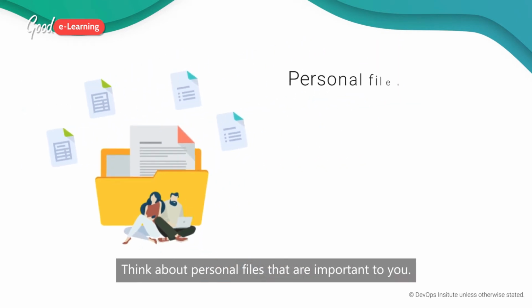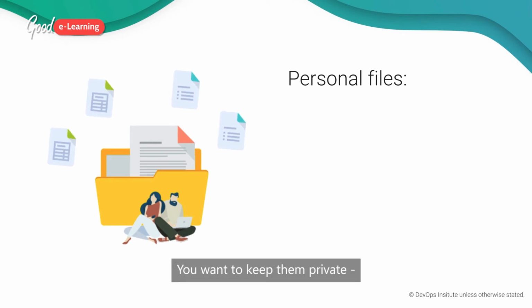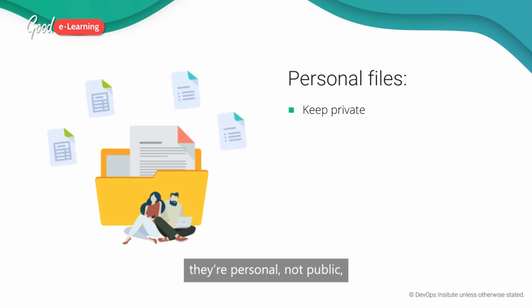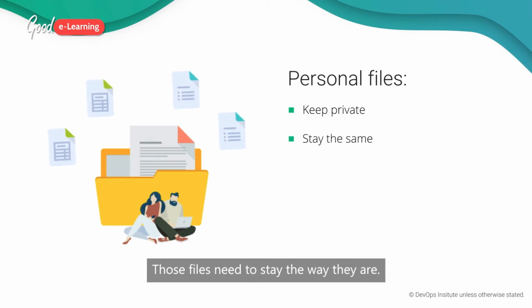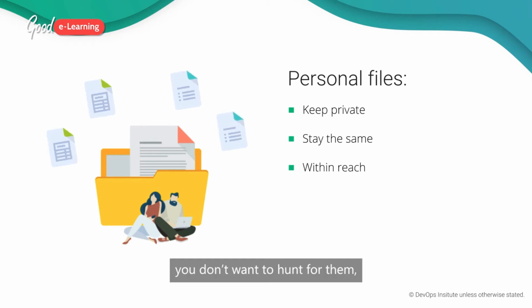Think about personal files that are important to you. You want to keep them private. They're personal, not public, so they tick the confidentiality box. Those files need to stay the way they are. They cannot be changed, which means their integrity needs to be kept intact. Lastly, those files need to be within your reach. You don't want to hunt for them, so they need to be available.